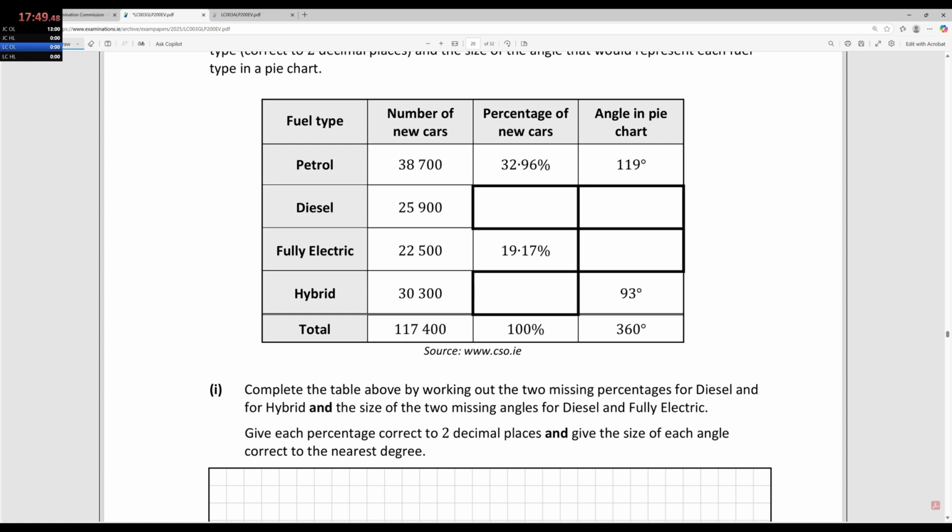Okay, so just fill in the boxes. Give each percentage correct to 2 decimal places and give the size of each angle correct to the nearest degree.